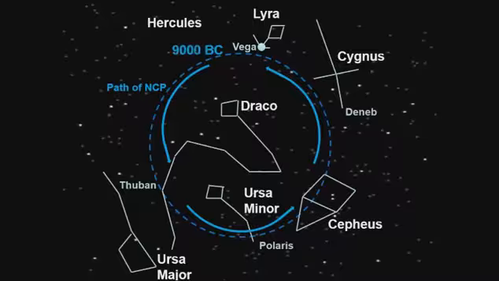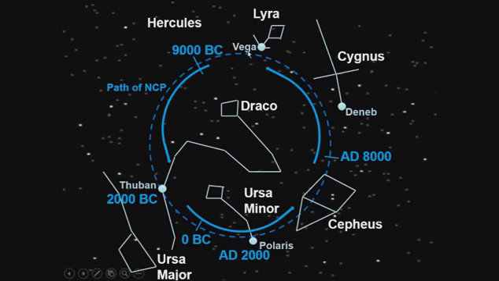So in 9000 BC we were over here. In 2000 BC, Thuban was our pole star. 0 BC to AD 2000, so that's now, Polaris is our pole star. AD 8000, we're getting close to Deneb here, or by the time we come back round again we'll get to Vega. But this is the idea I'm talking about. We'll see different stars located at our pole, but we're talking about a 26,000 year cycle.